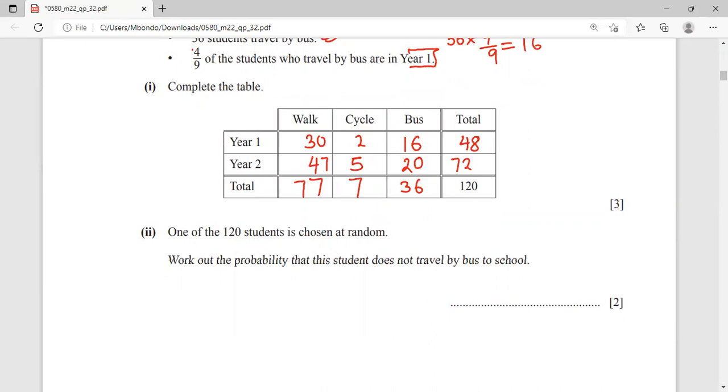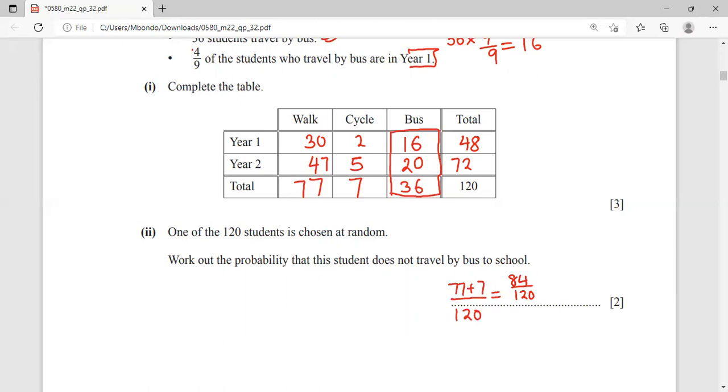So we are told that the number of students that travel by bus to school are these ones. So those that do not travel by bus to school is the other side, meaning we have 77 plus 7 over 120. What do we get here? When you add this, what are you going to get? You get 84 over 120. Okay. So it's a question of you now at this point.